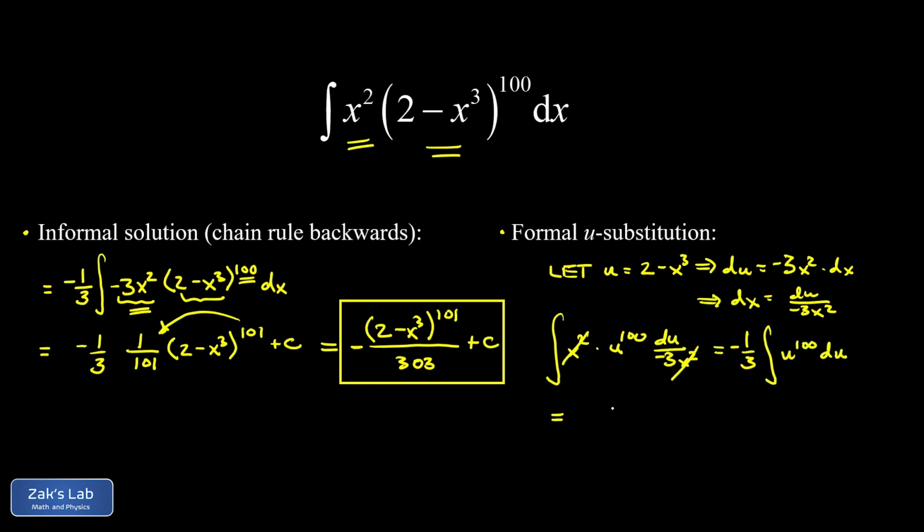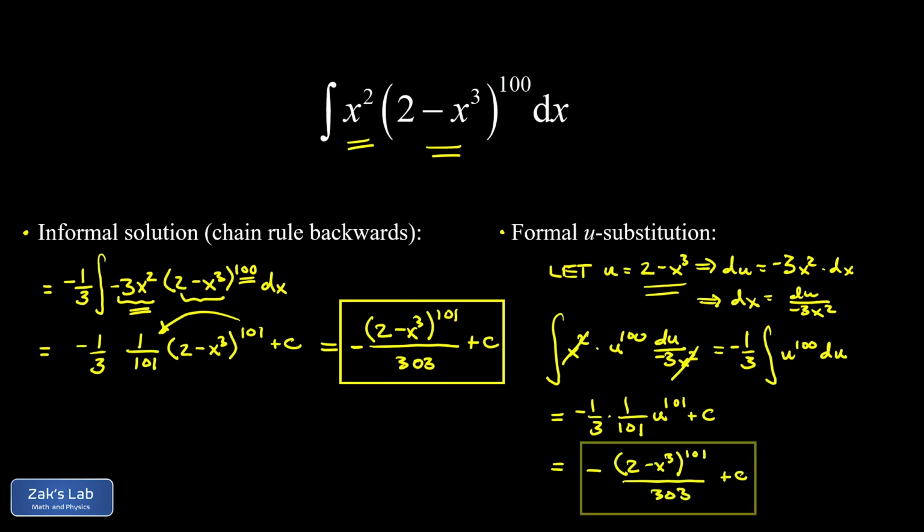So we can use the power rule on this, and we get negative 1/3 times 1 over 101, u to the 101 plus c, and we're not done yet because this was an x integral. So we have to replace u with its definition in terms of x, and that's just 2 minus x cubed. So cleaning things up, we end up with a negative 2 minus x cubed to the 101st power divided by 303 plus c, and it's the same answer we got before, so we're happy.